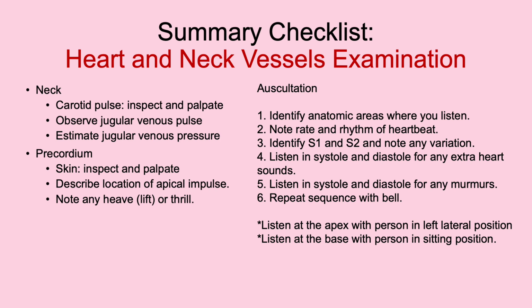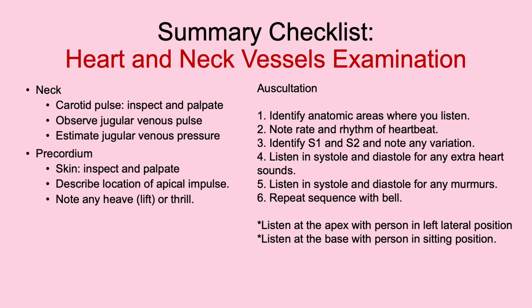So let's summarize. You check the neck vessels, you check the carotid pulses by inspecting and palpating, you observed jugular vein pulsation, and you estimated whether there was jugular venous pressure. And if it looked like it, you took your ruler out and you measured. Then at the precordium, you're inspecting and palpating the skin, and you're looking for the valve areas, right ventricular area to see if there's any heaves or lifts, and you're feeling for thrills over the valve areas. And you're trying to locate by inspection and also by palpation the apical impulse or the PMI.